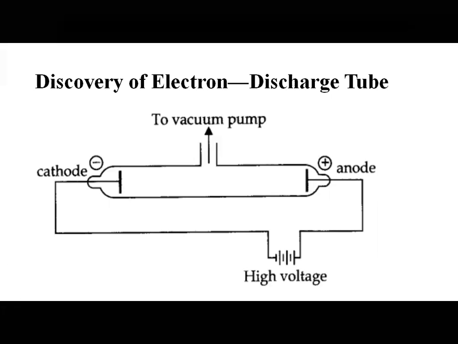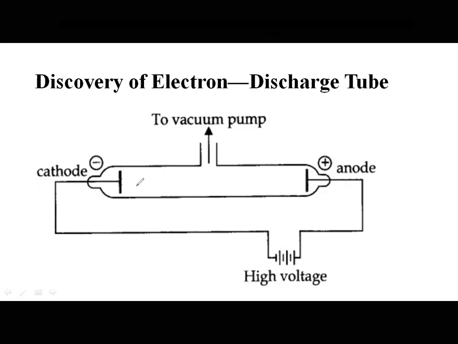So the discovery of the electron was done using this discharge tube. This is the discharge tube that you can see, and it is also called CRT. What does CRT stand for? Cathode ray tube. So how was the discovery of the electron done by this discharge tube? You can see it here.